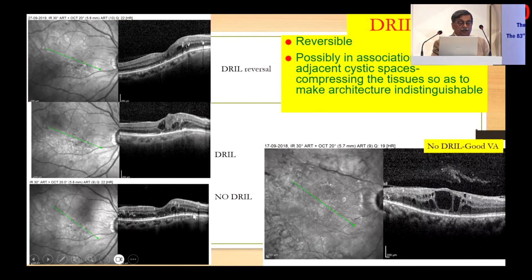But see over here, this was a patient with no DRIL. He developed edema, and it looks as if he's developed DRIL. Edema went off, the DRIL reversed. What did it mean? Basically what is happening is edema, those cysts, caused a crowding of the retinal structures, made it look as if it was amorphous. The crowding went away and it came back. So you talk about DRIL only when there are no cystic spaces. If there are cystic spaces, it's not DRIL. Then you have to first wait for that to resolve.